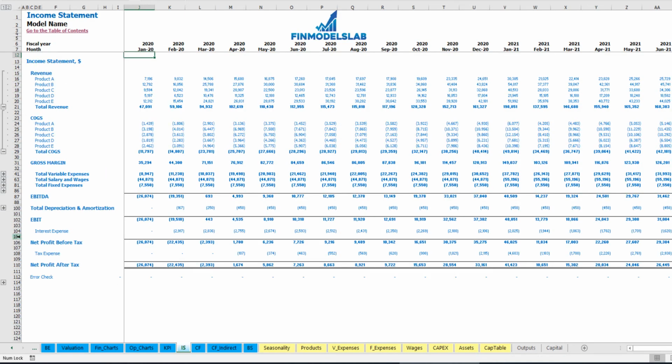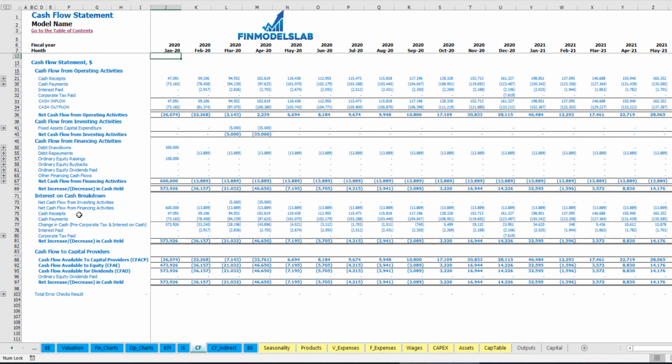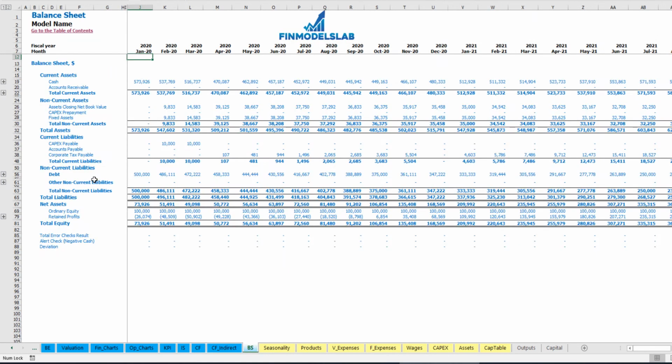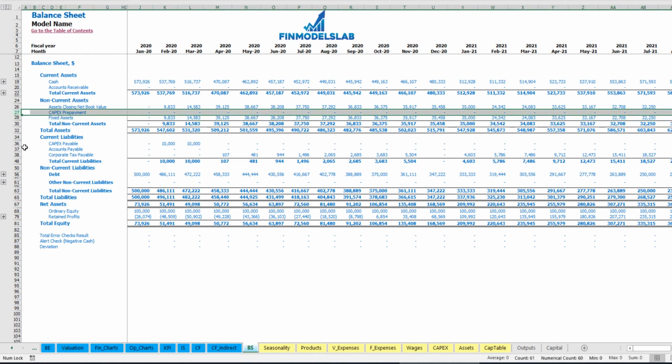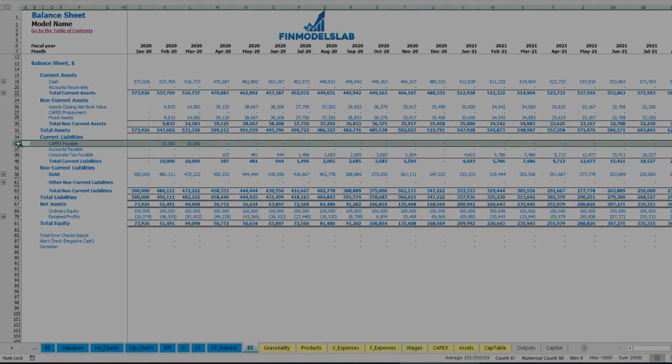The total amount of depreciation you may find in the income statement. On the cash flow you may find cash flow from investing activities for these assets, and on the balance sheet you may find the fixed assets amount under non-current assets and CAPEX prepayment and CAPEX payables as well.